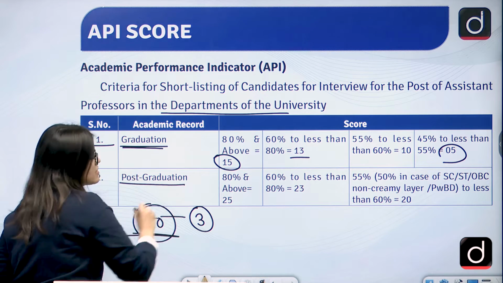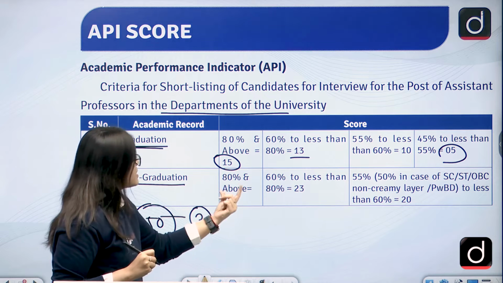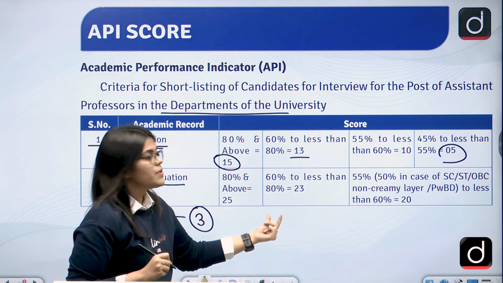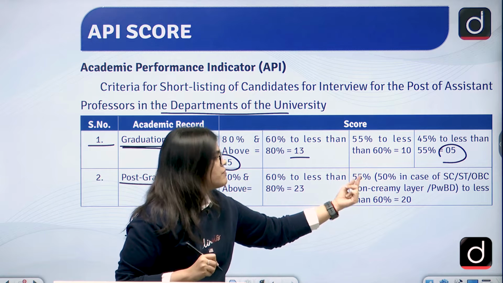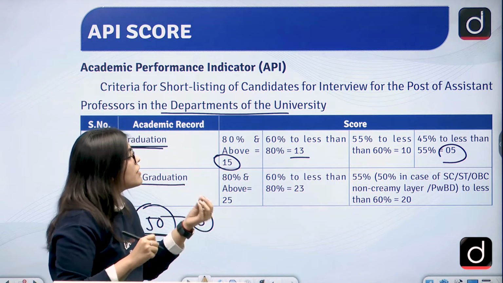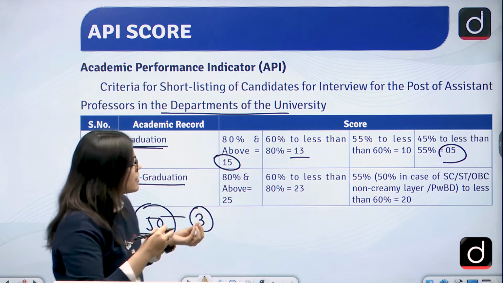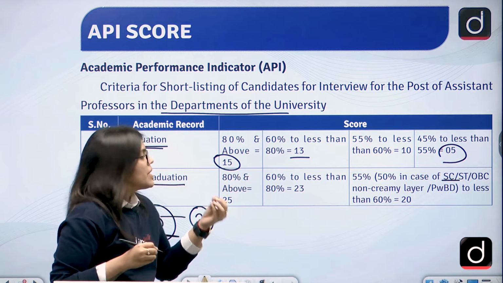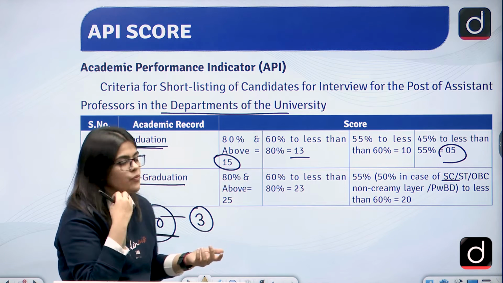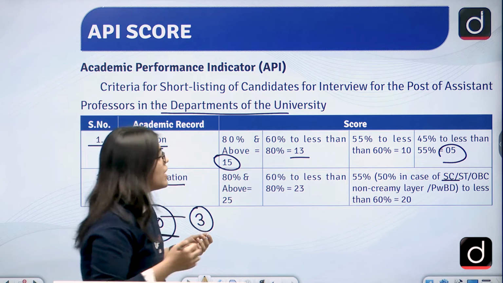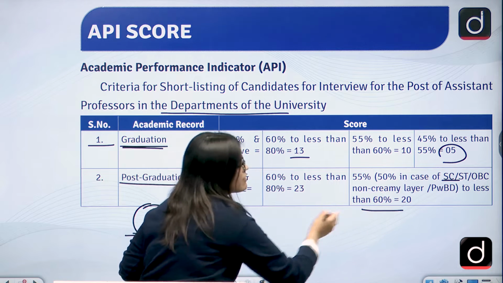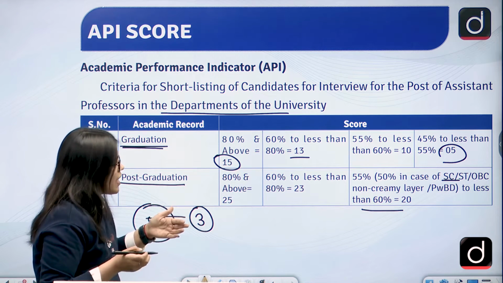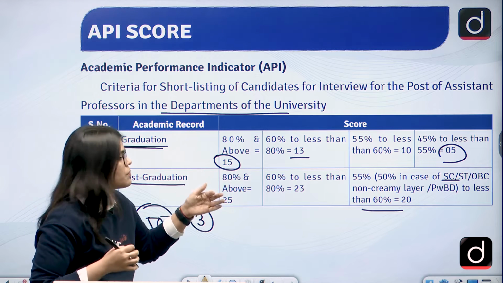Then in the post-grad, you will see 80% and above, 25 marks, 60% to 80%, 23, 55%, and this is for the case of if you are in the reserved category, that is SC, ST, OBC or PWD section, then 50 would be the criteria for you. If you have 55 to 60 or 50 to 60 depending on the criteria, their marks would be 20.